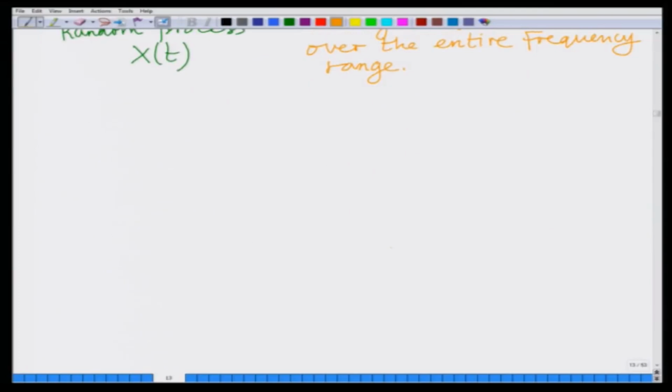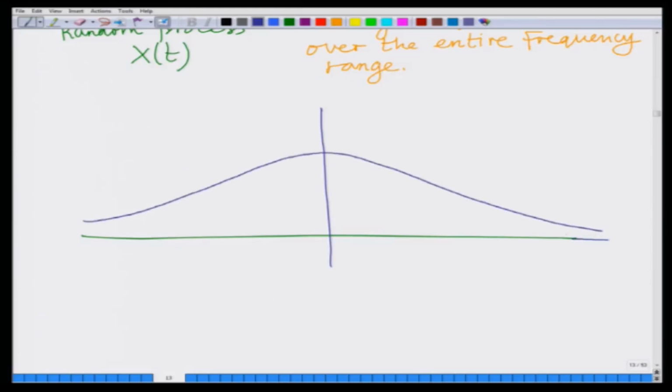And not only that, there is another interesting property of the power spectral density, which can be explained as follows. If we want to find the power in a frequency band f1 to f2, let us consider a power spectral density Sxx of f. So, this is my power spectral density Sxx of f, and I want to find the power in the frequency band f1 to f2 corresponding to this random process x(t).